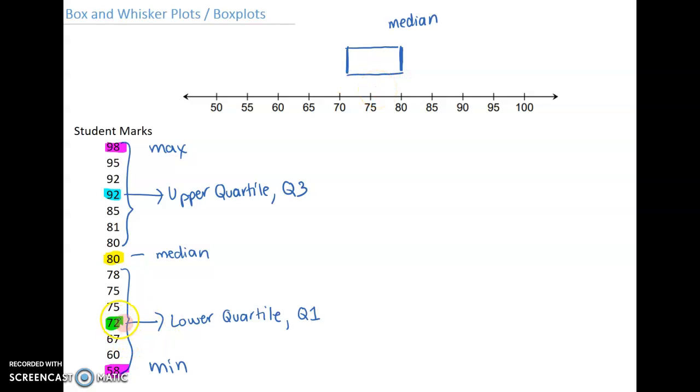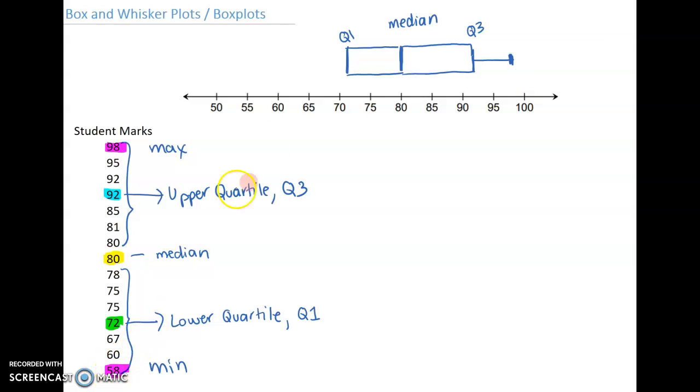And then we're going to have the upper part of our box, or the upper quartile, at 92. So along the scale, here's 92. That's going to be the top portion of our box. So that's Q3, and that was our Q1 we had before. And then we have our max at 98, so that's going to be our whisker at the top, connected to the box.